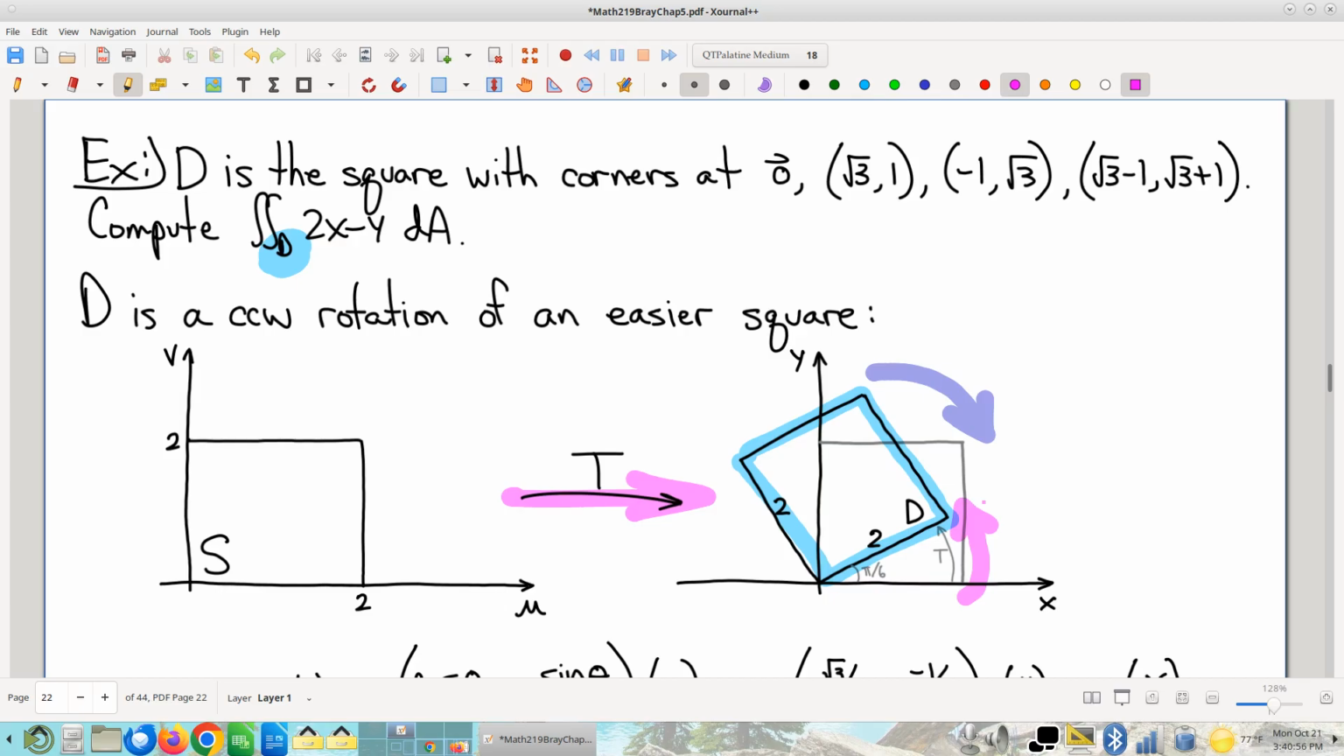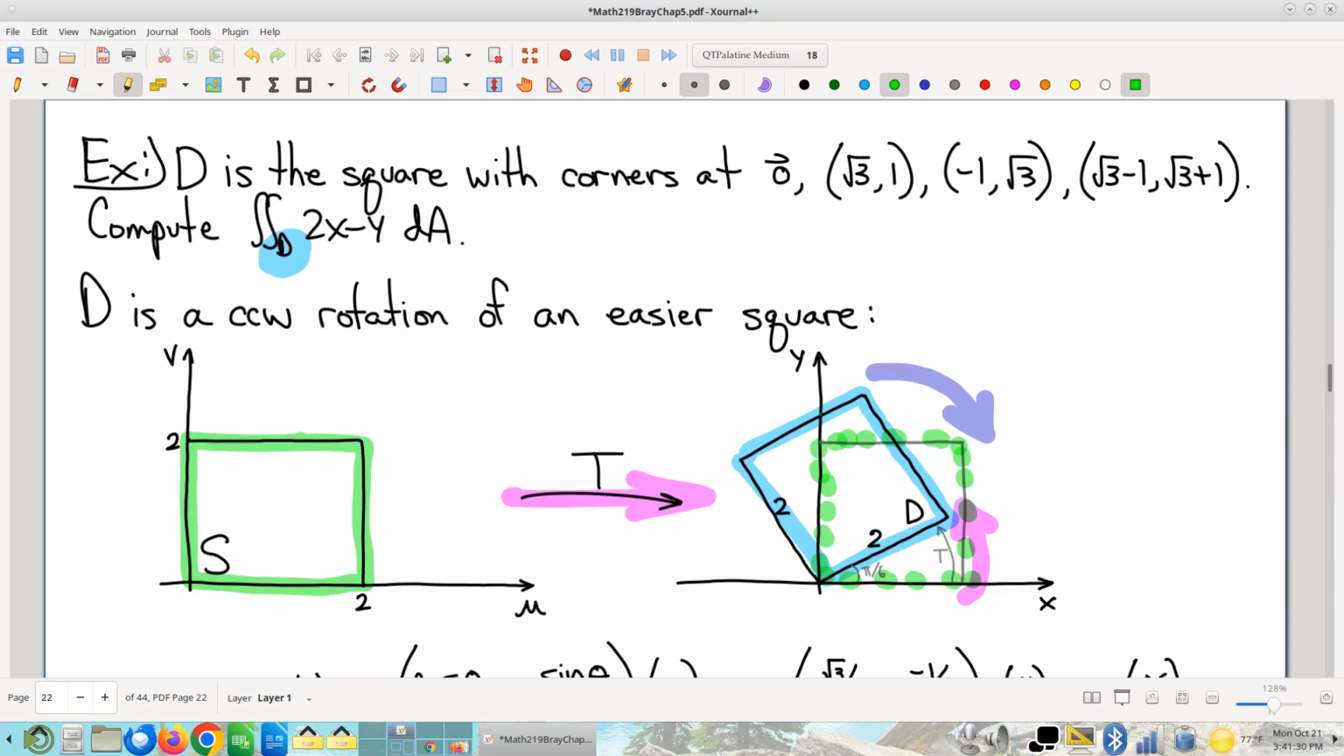Right? So if, in fact, what my T does is rotate counterclockwise, keep in mind that means that my blue domain is the image of this green domain. In other words, if you take this green square and rotate it by our T transformation, counterclockwise, you get the image. You get the blue square. That is our actual domain.